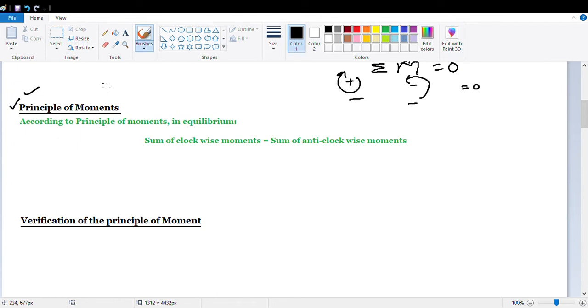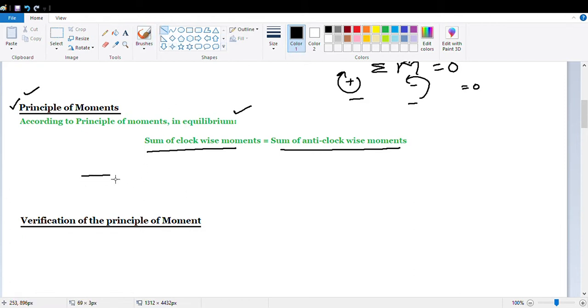What is this principle of moments? According to the principle of moments, in equilibrium, the sum of clockwise moments is equal to the sum of anti-clockwise moments. Let us understand it with the help of an example.